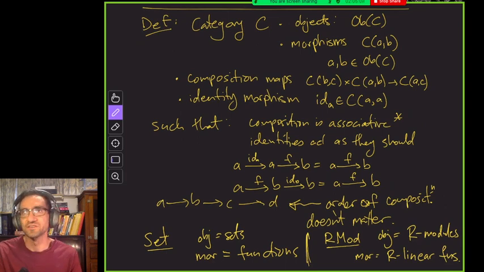So a category that's not locally small, the category of all functors from Set to itself, for instance. That's an example.